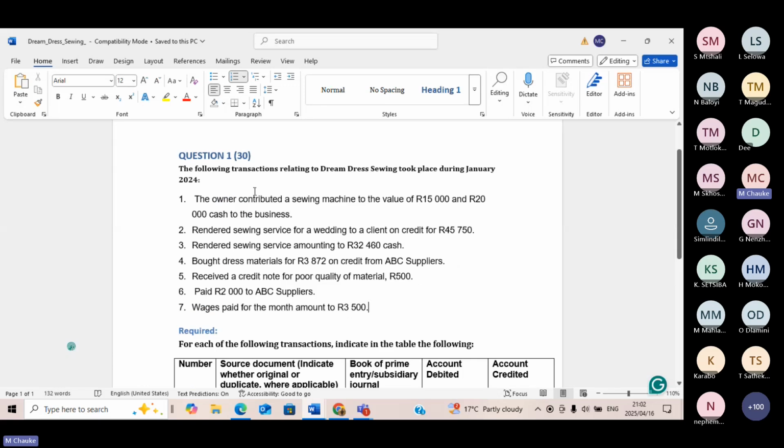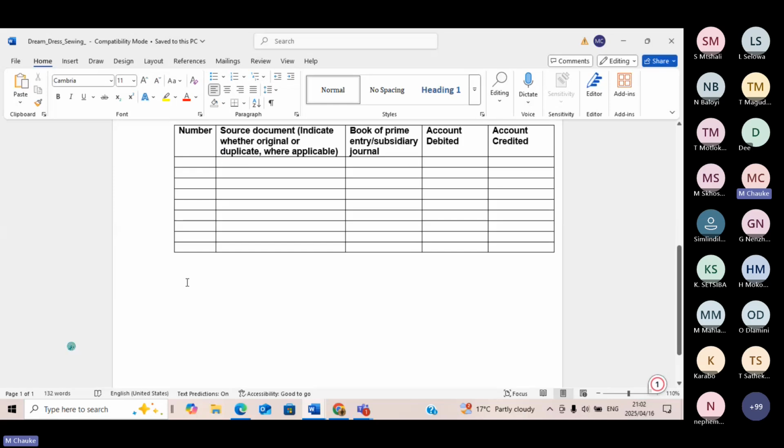I'm going to start exactly from question 1, because your work is not a lot of work to do. So in this question, you are requested to fill up this table, right? I'm going to assist you on how to fill the table.